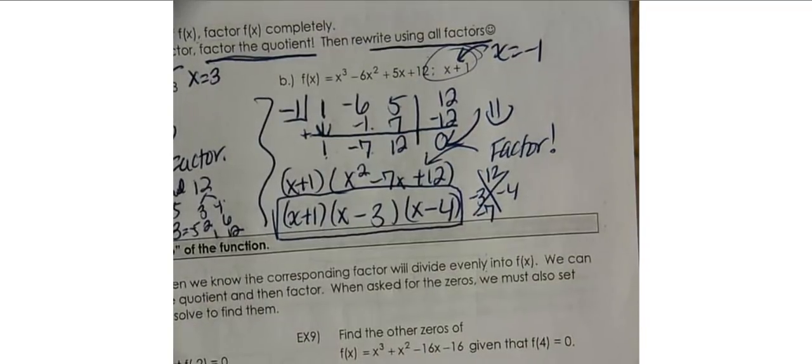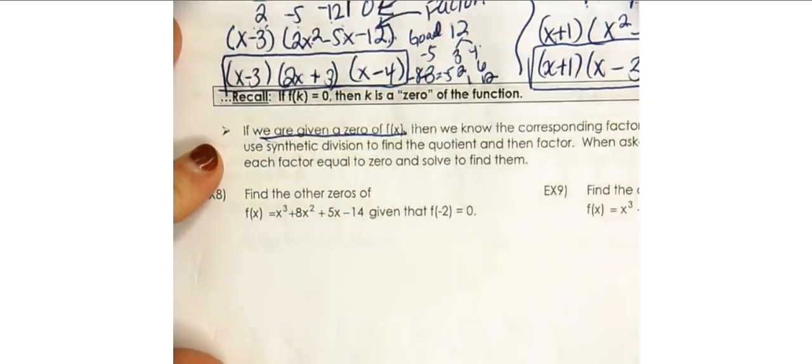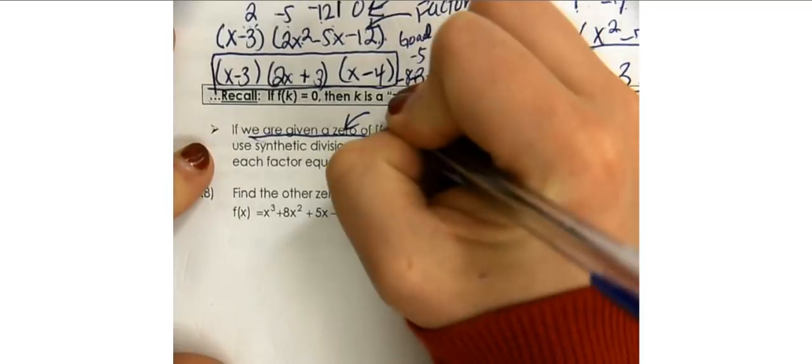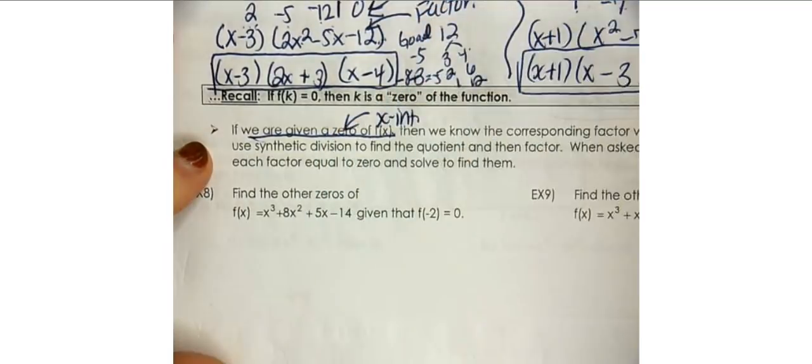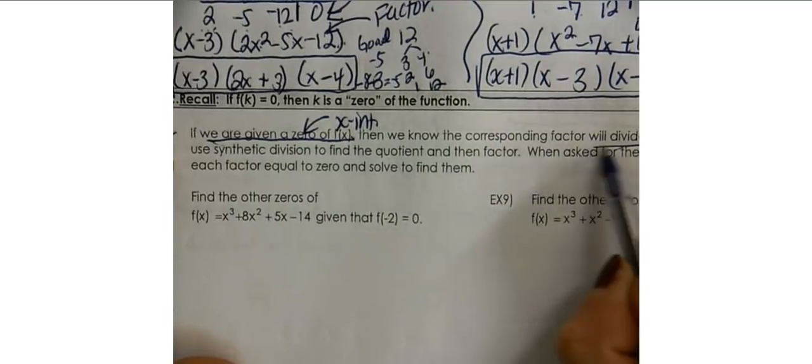So now we're going to take this to one more level, and we're going to find the zeros of a function, which means that we're going to be solving an equation equal to 0. So we're going to set our equation equal to 0 to find our zeros of the function. So if we are given a 0 or an x-intercept, so remember that zeros are x-intercepts, then we know the corresponding factor will divide evenly into f of x. That's what we know. Let me zoom this out so you can actually see what I'm underlining.